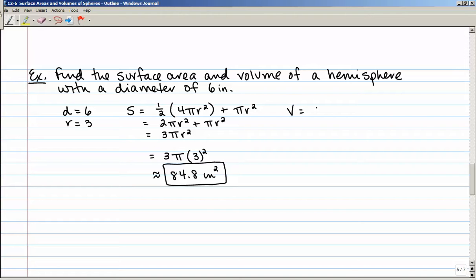Volume is straightforward. It's just 1/2 of the volume of a sphere, 4/3 pi r cubed, multiplied by 1/2. Simplifying that, the formula for the volume is going to be 2/3 pi r cubed. The volume of a hemisphere doesn't change, you just cut it in half, and the amount that can fill that hemisphere is just half of what fills the sphere. So 2/3 times pi times my radius, which was 3 cubed, or approximately 56.5 cubic inches.